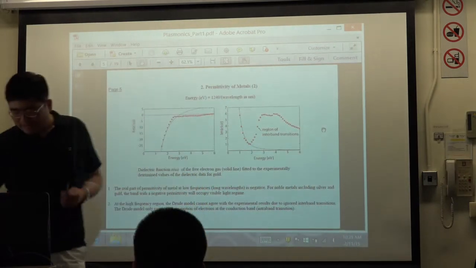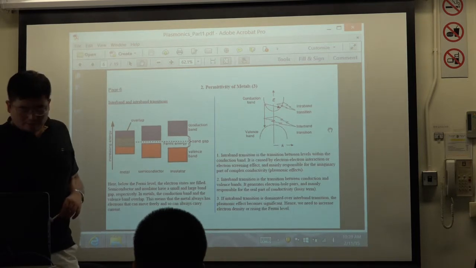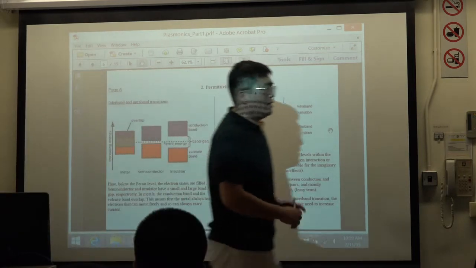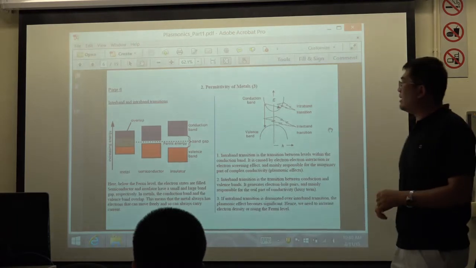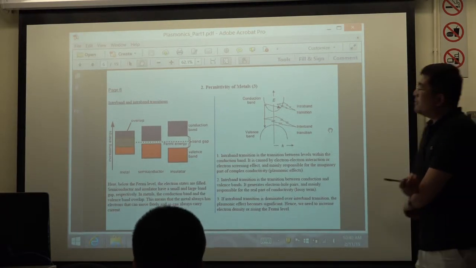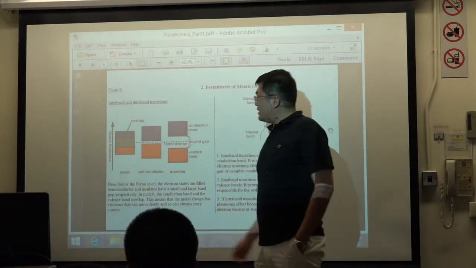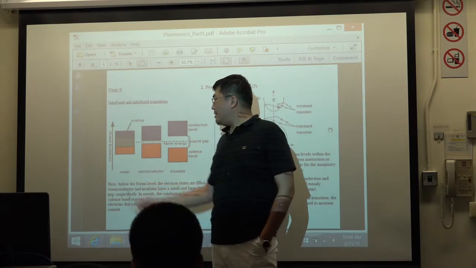Let me talk about intraband and interband, because it also connects with graphene plasmonics, so some emergent topic. This is an important semiconductor concept. What's the meaning of the interband or intraband concept? First, what's the fundamental difference between the insulator, semiconductor, and the metal?